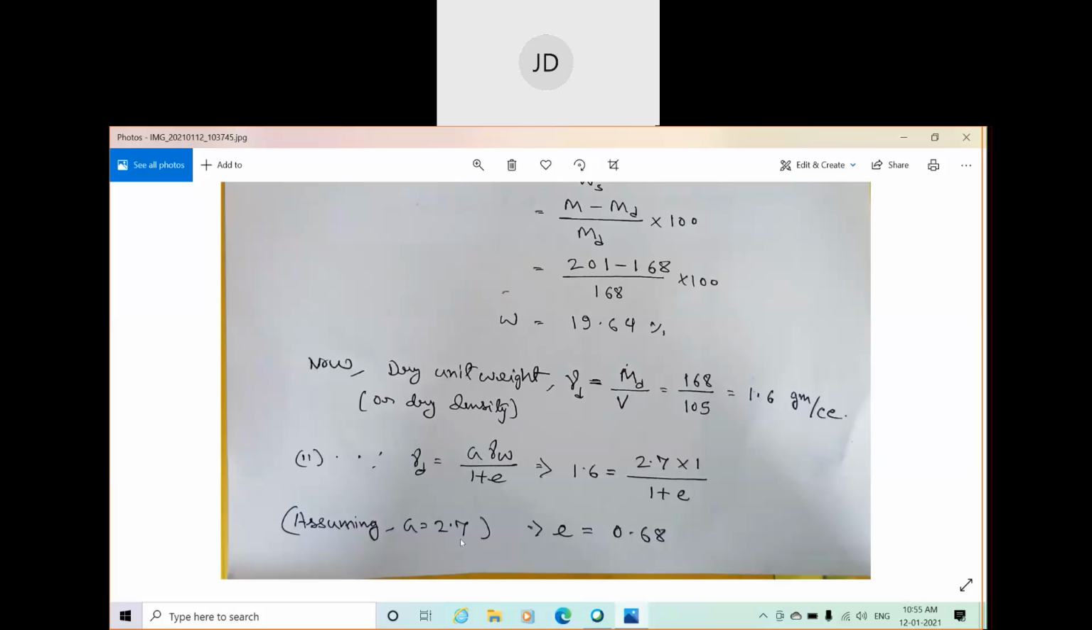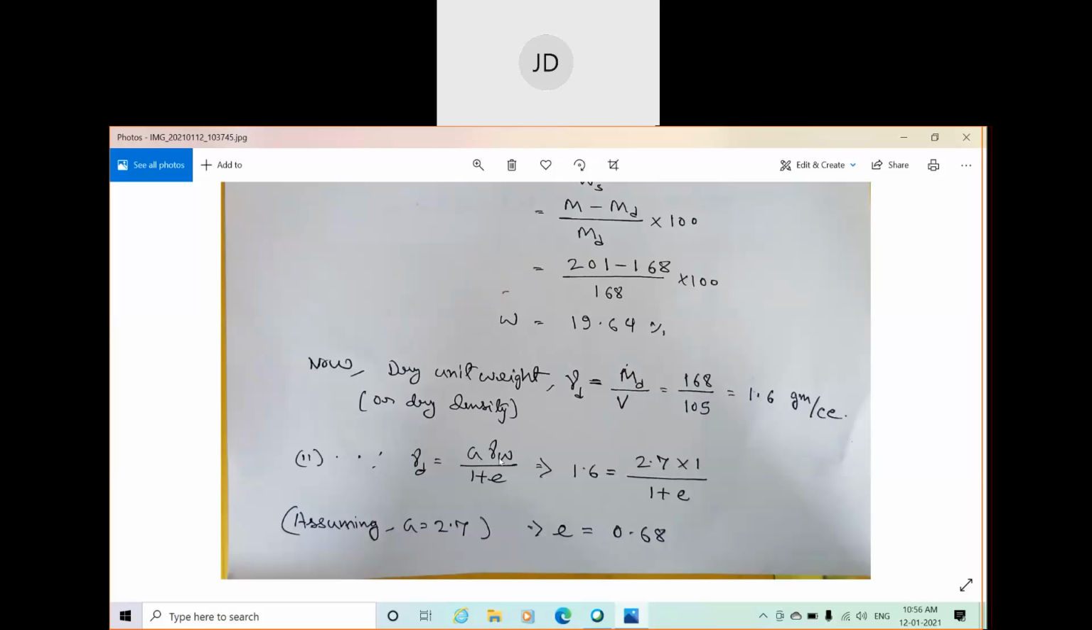Usually in a particular problem, specific gravity will be given to you. Suppose it is not given, in that case you can just assume an appropriate value, say 2.7 or 2.68. So for this particular problem, let's assume capital G, that is the specific gravity of solid, as 2.7. This is known to you.